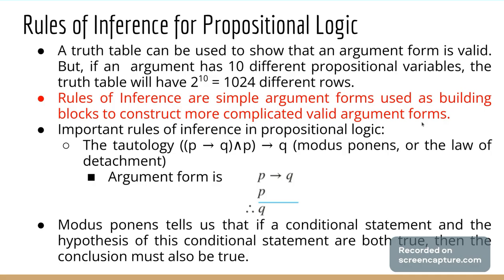So we use these simple rules of inferences to show that other argument forms are valid. Of which the first one we have already seen: P implies Q and P. Q is true only if both P implies Q and P are true. This is called modus ponens or the law of detachment. If both the premises are true, then the conclusion is true.